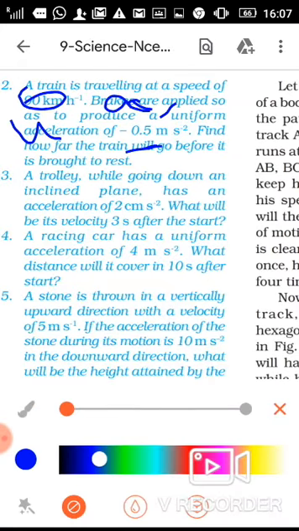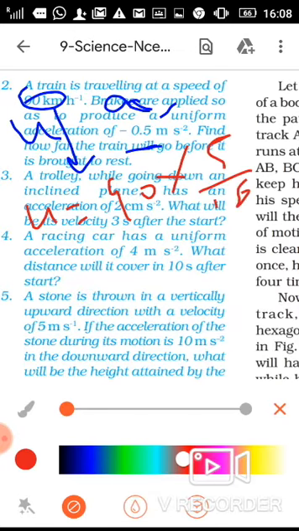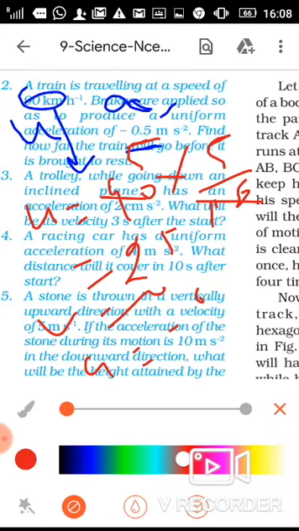Initial velocity is 90 km per hour. First you change it into meter per second. U is 90, you have to change it to meter per second, so multiply by 5 by 18. 18 5s are 90, so 5 5s are 25. U is 25, v is 0, and acceleration is minus 0.5. Then what do you have to find? Distance. Then you can use the formula 2as is equal to v square minus u square.